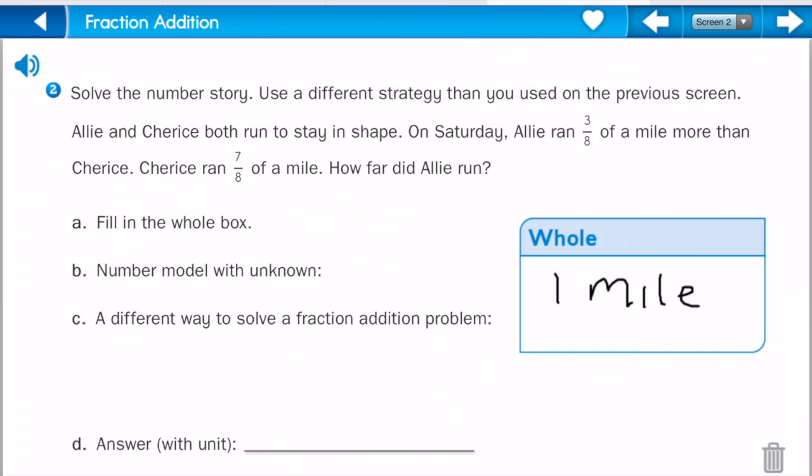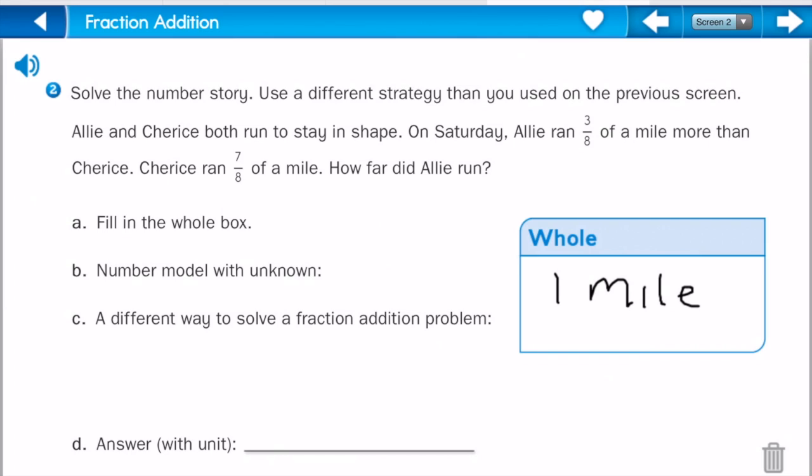Now, we need to do a number model with the unknown because we're trying to figure out how far did Allie run. So, on Saturday, Allie ran 3/8 of a mile more than Charisse. Charisse ran 7/8 of a mile. How far did Allie run?